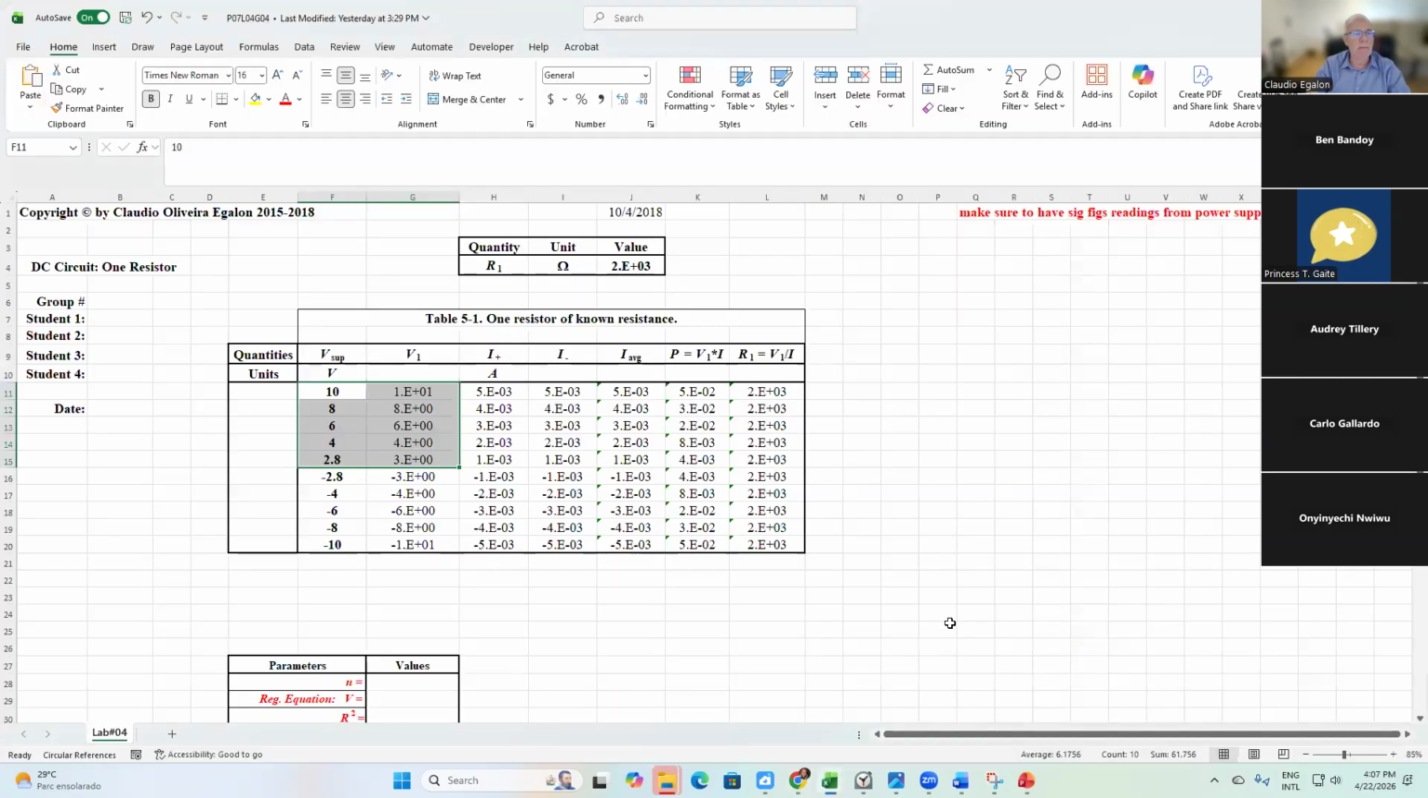Double check those numbers. We are working only on those two columns. 2.8, 2.781, minus 4, minus 4.022, minus 6, minus 6.078, minus 8, minus 8.065, minus 10, minus 10.041. That's what we have to do here.